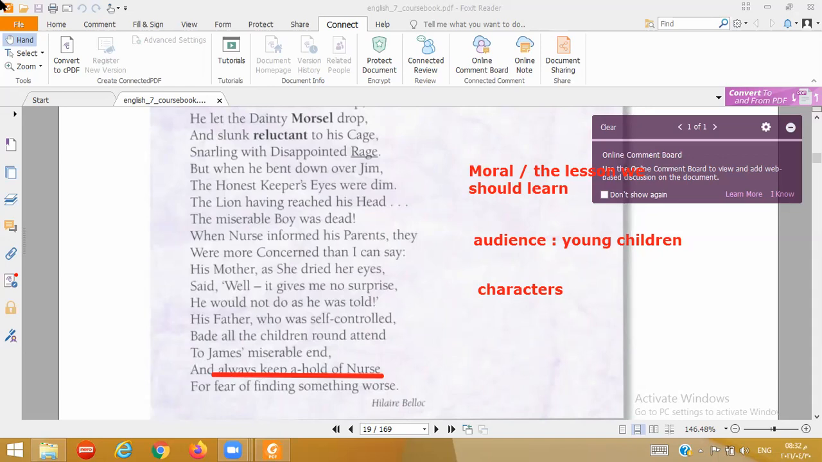Nice one. So again, the characters. Jim, and you want to give him an adjective, right? Like fun. Yeah. Jim, the unlucky.